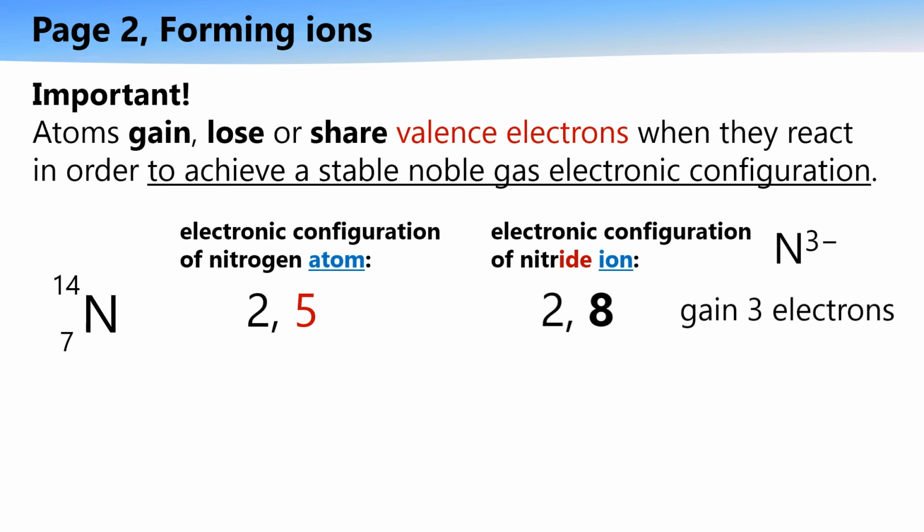Okay, something to take note. When an atom becomes a negatively charged ion, the name changes slightly. So from nitrogen, it becomes nitride ion.